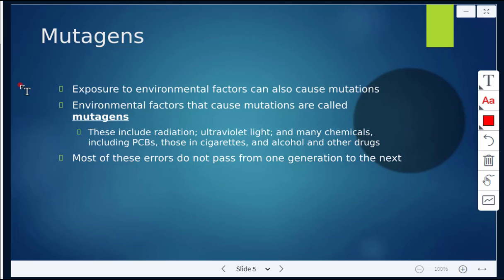So mutagens: exposure to environmental factors can also cause mutations. Any environmental factor that causes a mutation is called a mutagen. This can include radiation, UV light, and many chemicals such as PCBs. Chemicals in cigarettes, in alcohol, and other drugs can cause mutations. So those are examples of mutagens. Most of these errors do not pass from one generation to the next.